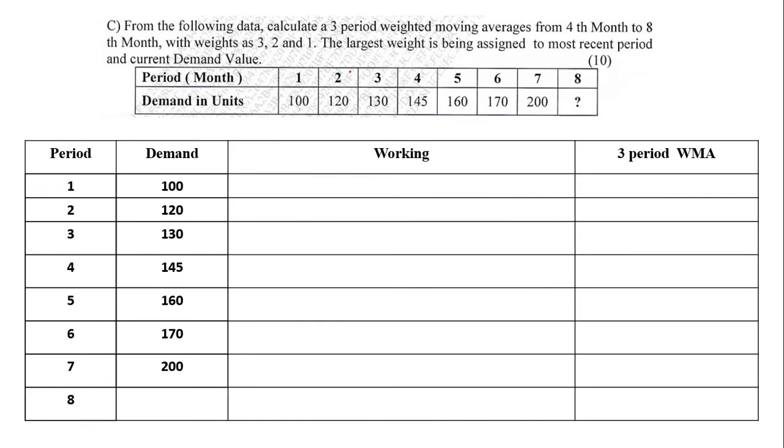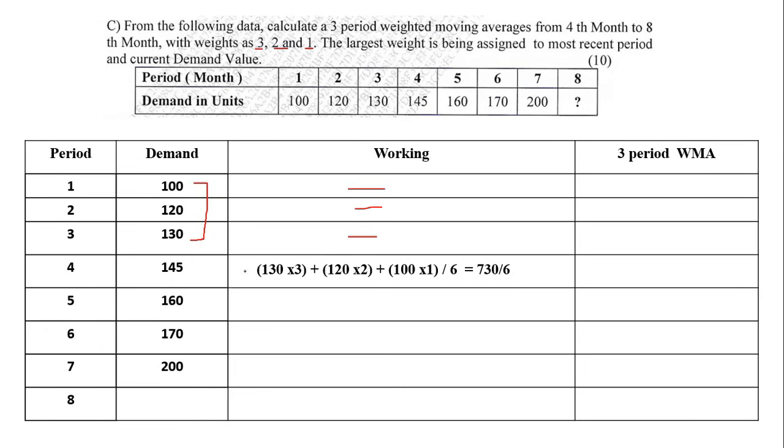Remember, if it is a 3-period, the first, second and third will remain nil. The first, second and third remain nil, and we have to start the working from the 4th period. So I'm going to start from here. Remember, for the 4th period, I have to take the first 3 values, in descending order from the latest one. From 130, I'll take first 130, then 120 and 100, and I have to multiply with the weights 3, 2 and 1. So it will be 130 into 3, 120 into 2 and 100 into 1, divided by the sum of weights, 3 plus 2 plus 1, which is 6.